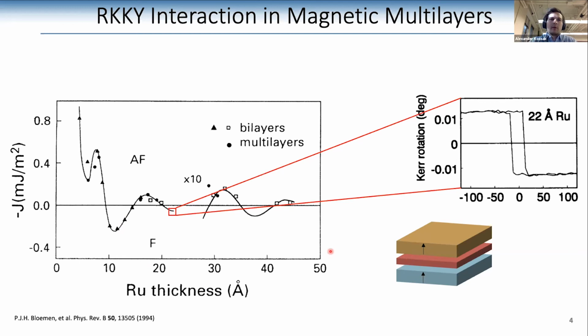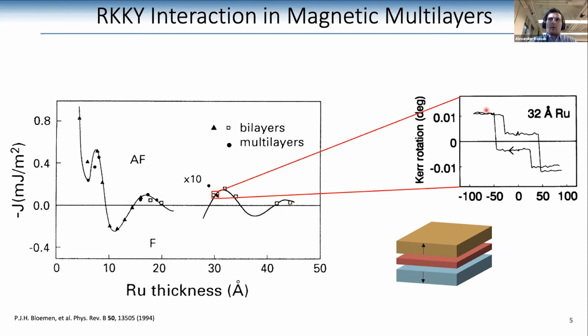When they're ferromagnetically coupled due to the RKKY, you'll see a single hysteresis loop with a single switching event here. And when they're antiferromagnetically coupled, as the field sweeps in one direction, there'll be two switching events in which each layer is switching independently.